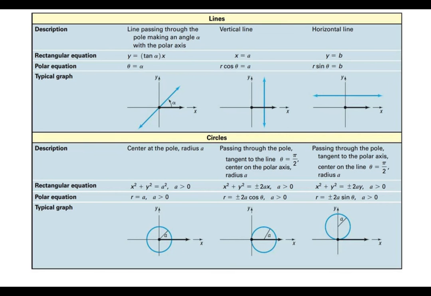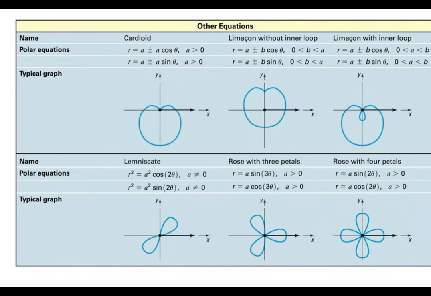If you have r is equal to plus or minus 2a cosine theta, you're going to end up having the situation where you have a circle shifted to the right or to the left with a radius of a. Then if you have r is equal to plus or minus 2a sine theta, that's going to be a circle shifted up or down with a radius of a. Then if you have r is equal to a plus or minus a cosine theta or sine theta, then you're going to get a cardioid. Now here, if b is less than a and you have a plus or minus b sine or cosine of theta, you're going to get a limacon without an inner loop.